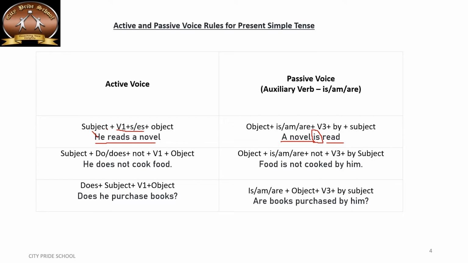Now if you see the passive voice structure of the sentence, the object comes first and then is, am, are. If the sentence had been he reads novels, with novels plural, what would the sentence be? The novels are read. Why? Because of subject-verb agreement, the verb should agree with the subject. Here the subject is singular, so we are using is.